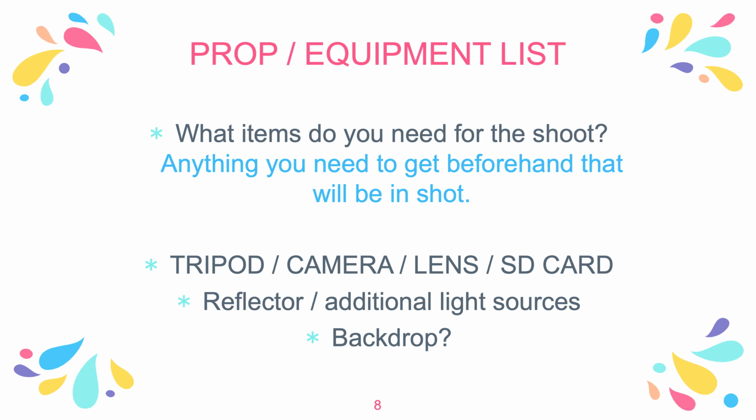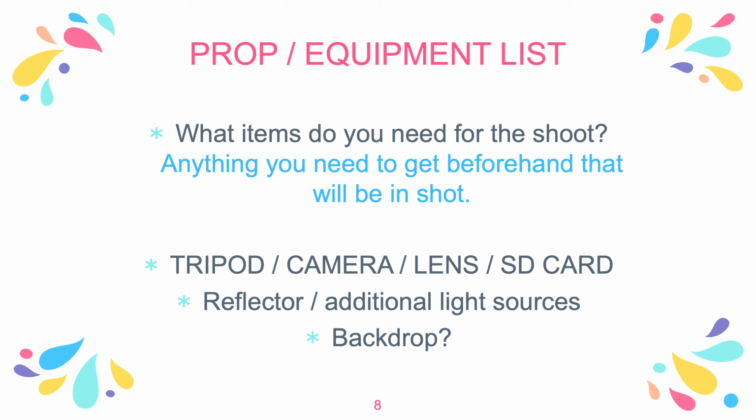Prop and equipment list is anything you're going to need for that shoot. So anything you need to get beforehand, anything that's going to be in shot. Also, you're going to have a pretty standard set of equipment as well: a tripod, whether you need it, the camera, the type of lens, SD card.